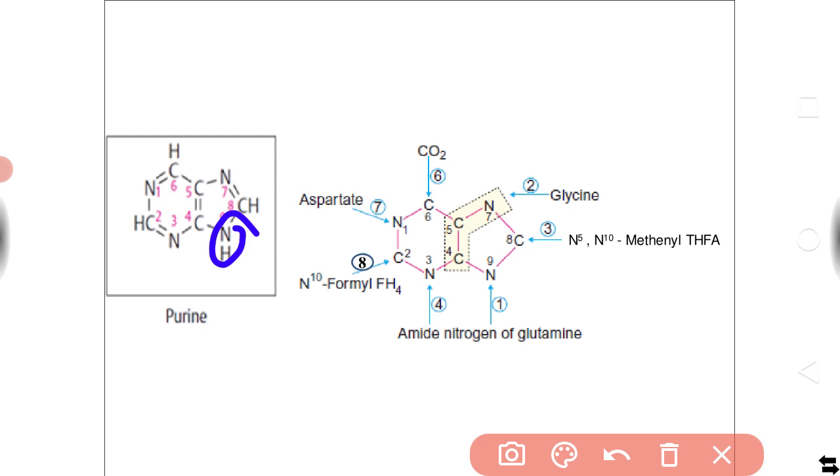So for the imidazole ring, the direction of purine synthesis is clockwise. Since the numbering of this imidazole ring is in the clockwise direction, the synthesis of the imidazole ring also happens in the clockwise direction. So what is the next atom that is synthesized? It is C4, then C5, then N7 and finally C8.